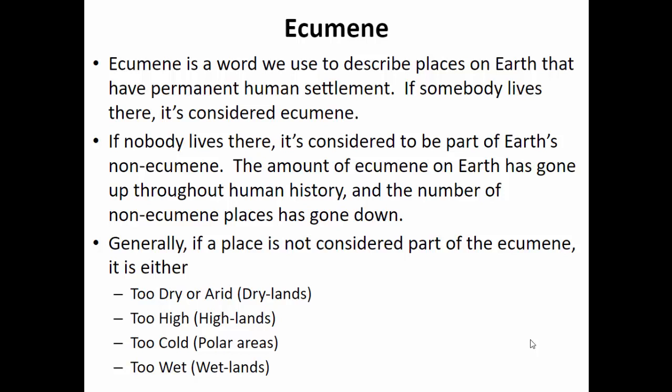Now, if a place is a non-ecumene, non-ecumenical, there's a reason for that. It's one of 4 reasons. One, this is pretty simple: it's too dry, it's too arid. Dry lands, we call those. Those are usually deserts or semi-arid deserts.